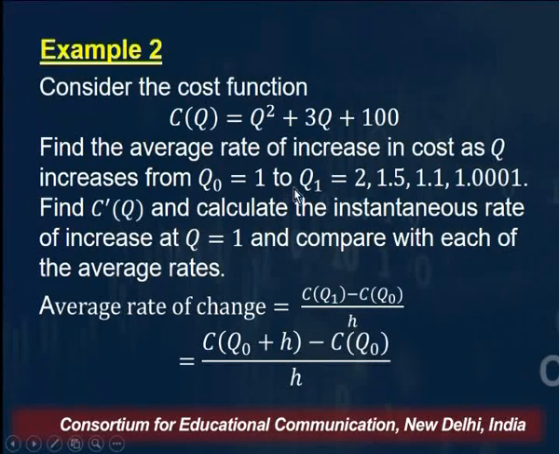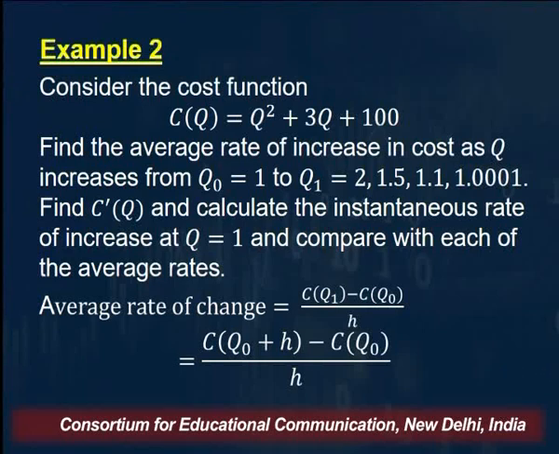Here you can see that my incremental step, the change in quantity, is basically 1, or what happens to the average rate of increase in cost when Q1 is 1.5 or 1.1 or 1.0001. The first part of the question asks what happens to the cost when quantity increases from 1 to 2, by 1 unit. Then the second part asks what happens when quantity increases from 1 to 1.5, then 1 to 1.1. So, I'm making the incremental steps smaller and smaller.